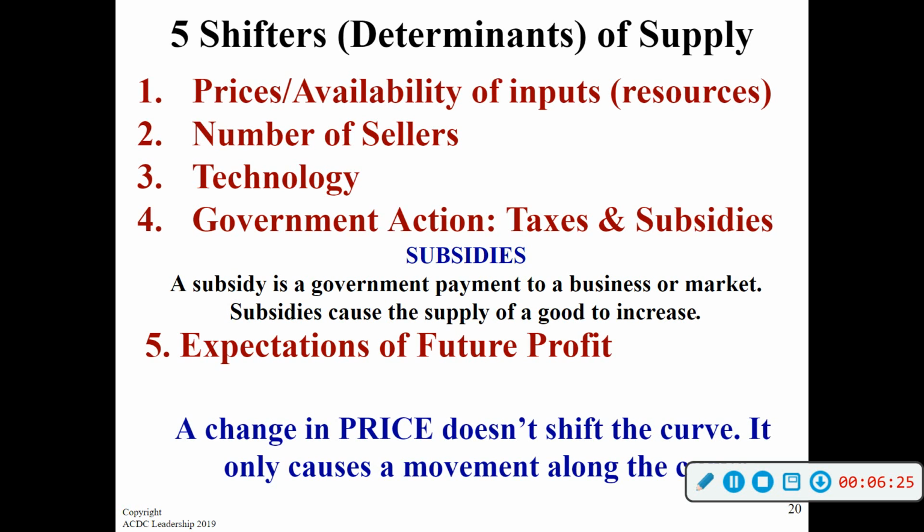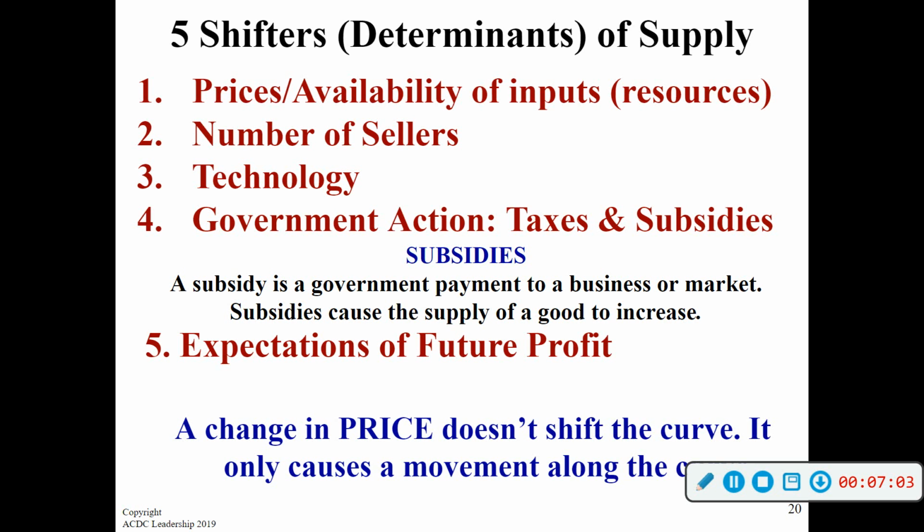So, we had five shifters of demand. You have five shifters of supply. And remember, this is not something that College Board has said, hey, you need to know these five shifters. But by knowing these, it's going to help you a lot, especially when we put supply and demand together and they give you some crazy hypothetical situation. Well, you've got to determine, is this going to affect supply, or is this going to affect demand, or is this going to affect both, and how are those curves going to change? So knowing these and knowing how to apply these becomes really beneficial down the line.